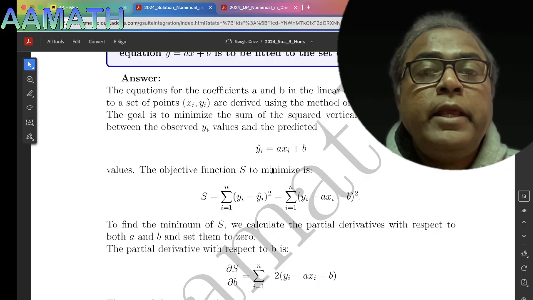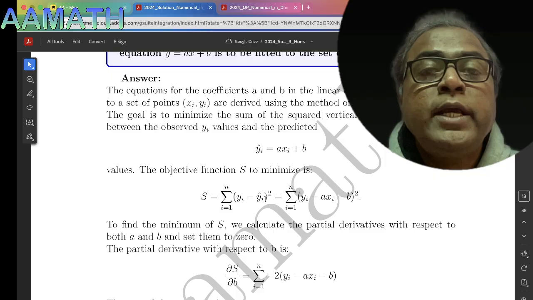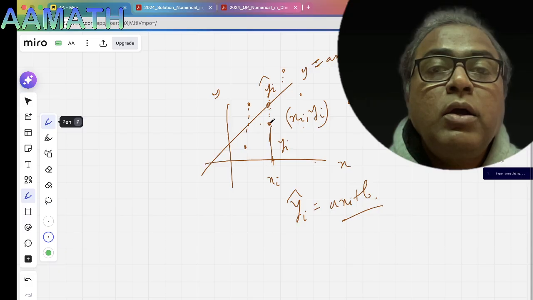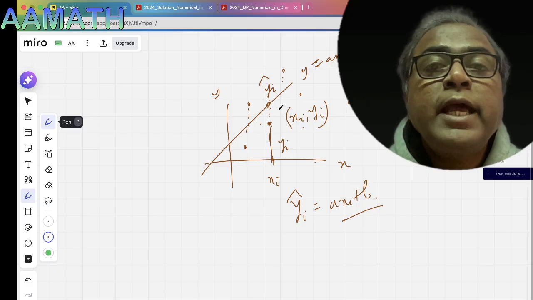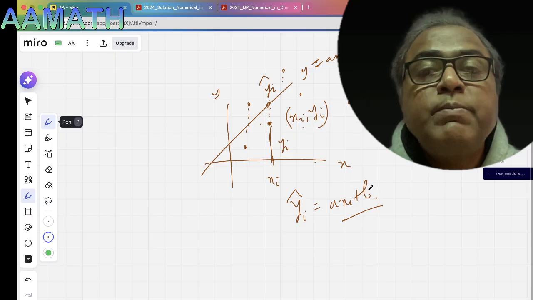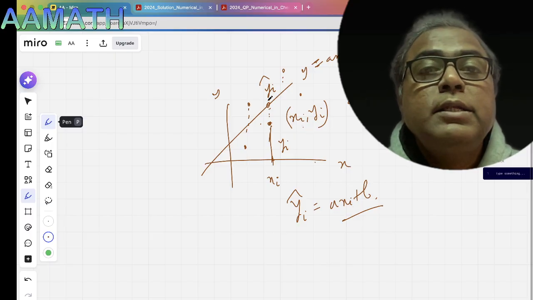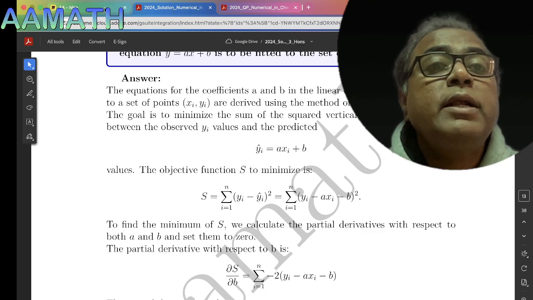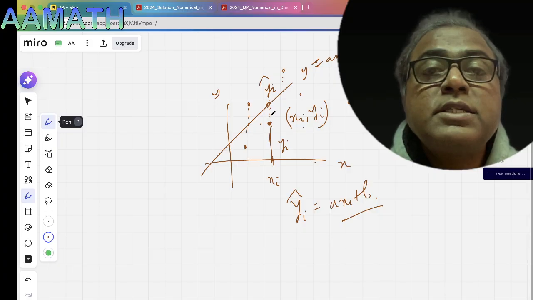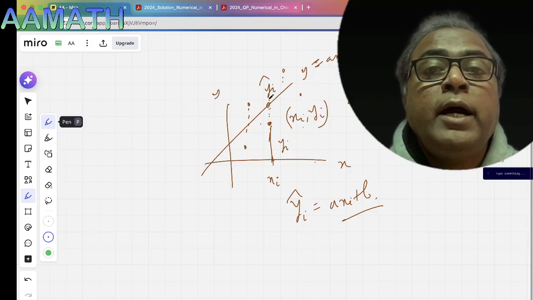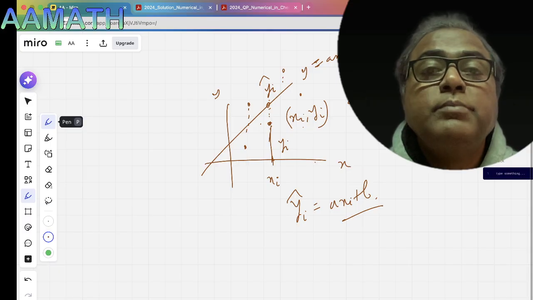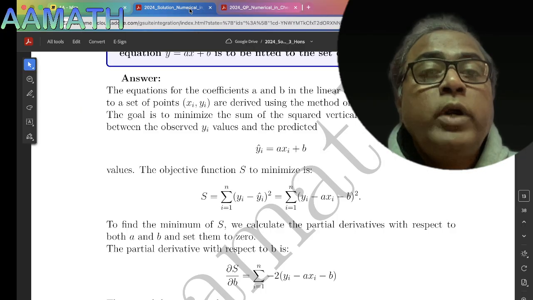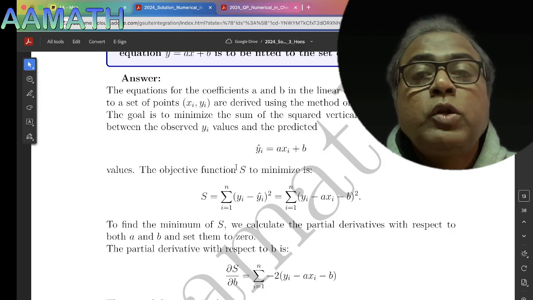The objective function is to minimize yi minus yi cap whole square. Actually, yi is the observed data, and yi cap is calculated from axi plus b. This is the predicted data. We want to minimize yi minus yi cap whole square, and this is the vertical distance. This is the distance yi cap minus yi, whole square, summation of all vertical distances. We want to minimize this. Hence the name is method of least square.